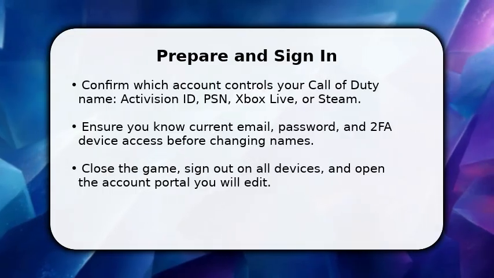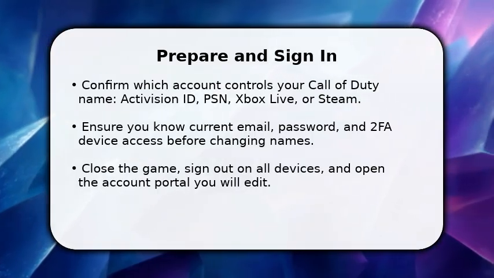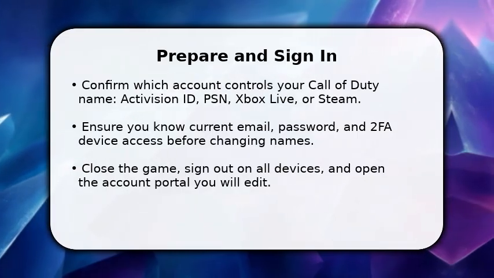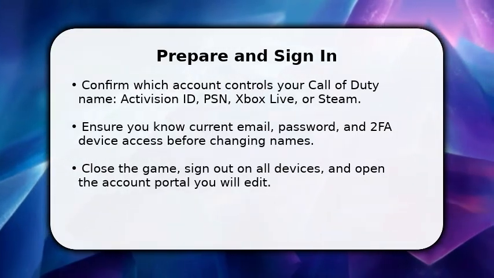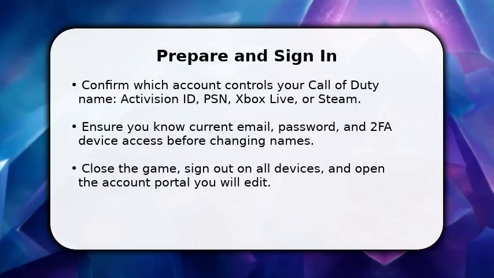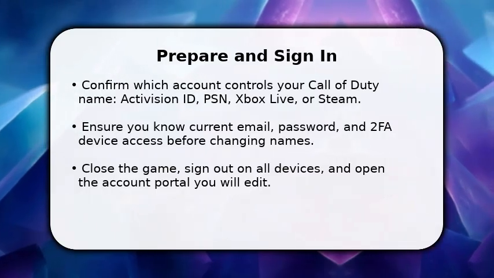You start by signing into the account that actually controls your Call of Duty display name. Once signed in, navigate to the Profile or Identity section. That's where the editable gamer tag, PSN, Steam name, or Activision ID lives. Make sure you have two-factor access so you can confirm changes immediately.